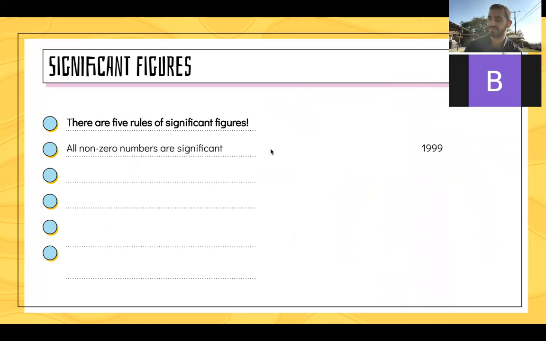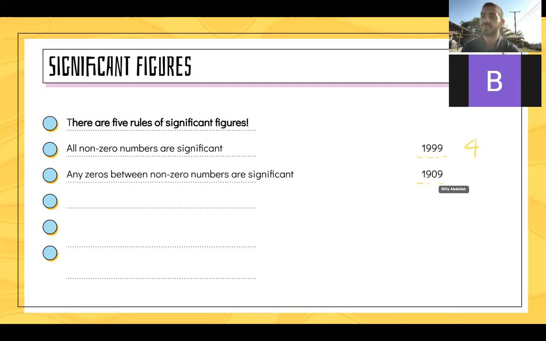All non-zero numbers are significant. So we have here 4 non-zero numbers, 1999. This number has 4 significant figures. Any zeros between non-zero numbers are significant. So again, we have 3 non-zero numbers, 1, 9, and 9. But what about this 0 here? Is that significant? Absolutely. It is a 0 between 2 non-zero numbers. So this now has 4 significant figures. All 4 of these are significant.